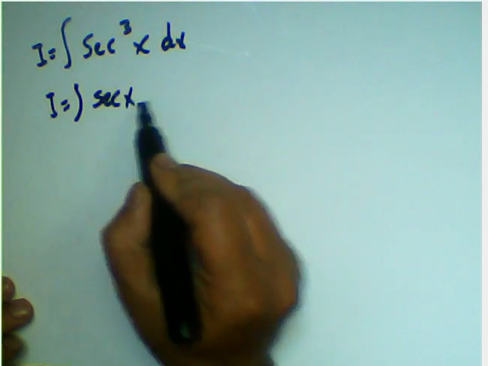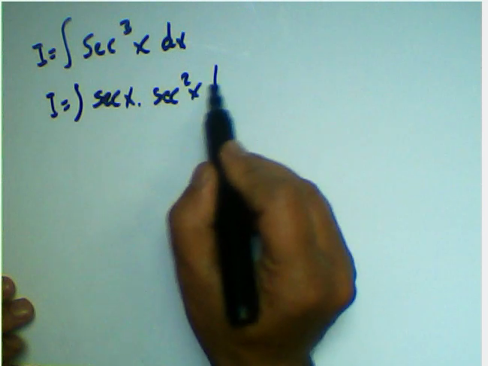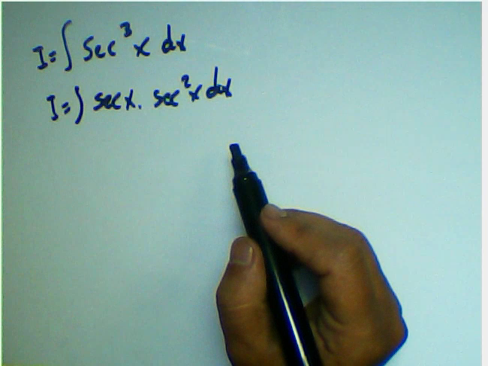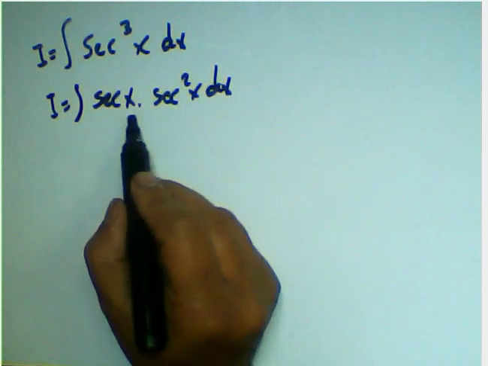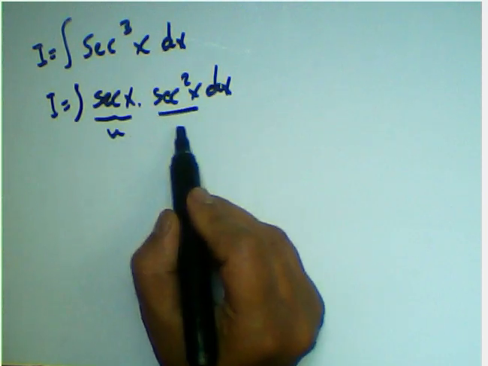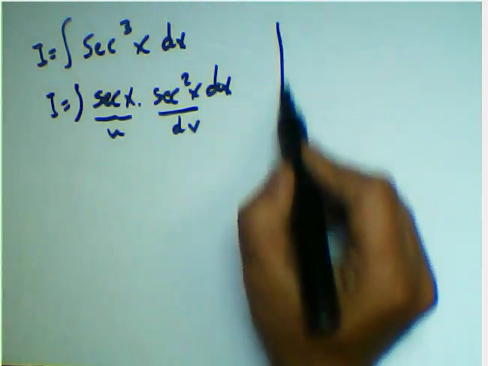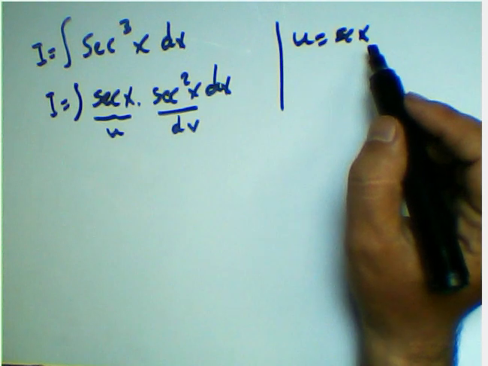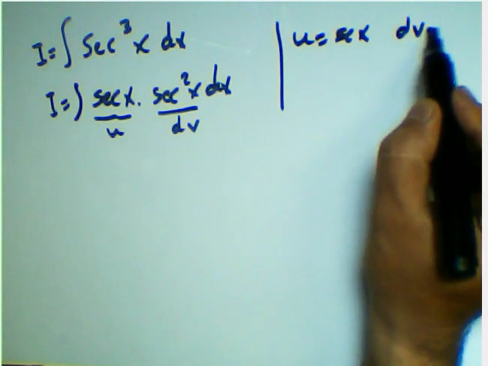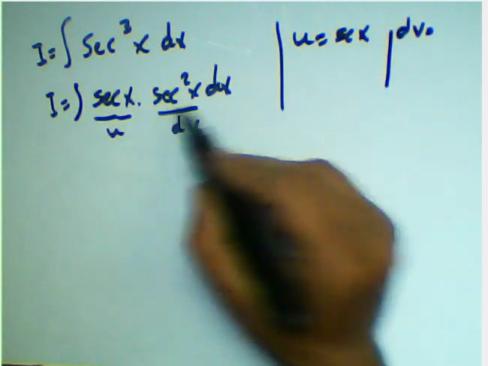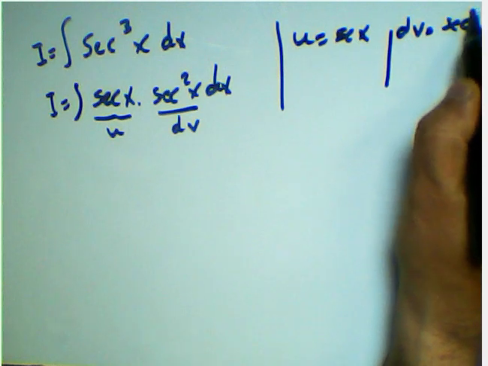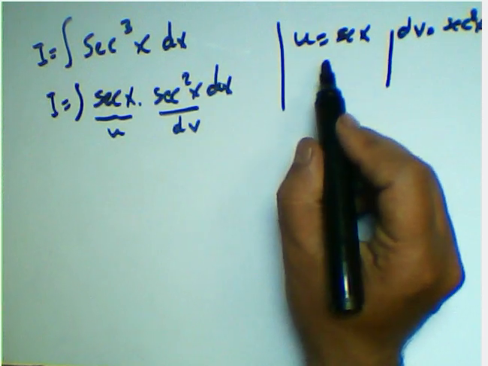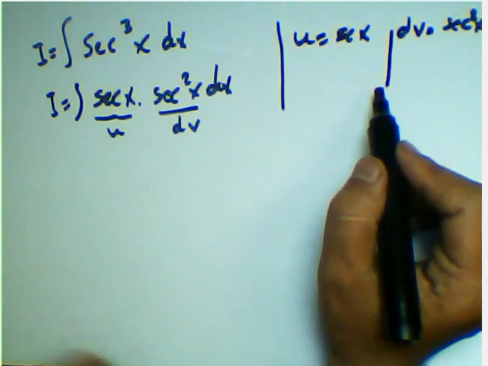sec x times sec^2 x dx, and using integration by parts. By what? Let this function equal u and this function equal dv. Okay, u equals sec x and dv equals sec^2 x dx. Derivative of the function and integration of the function.